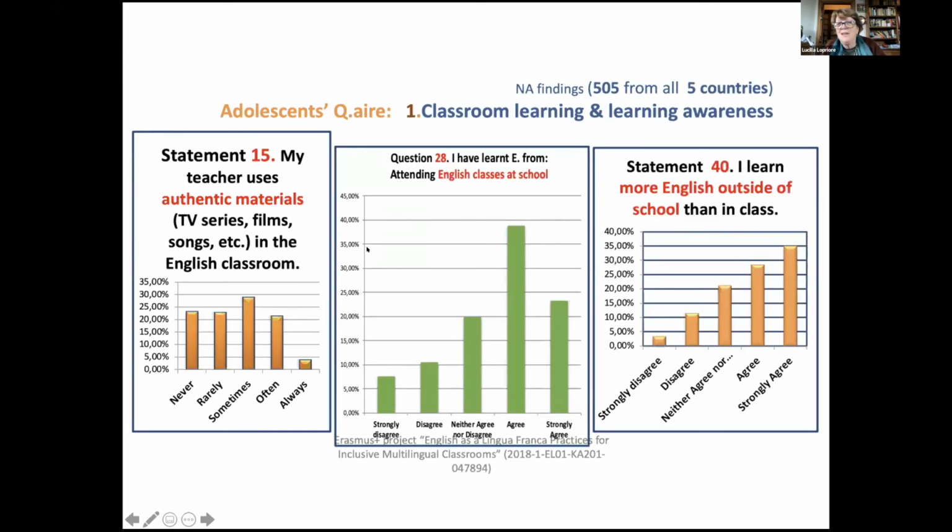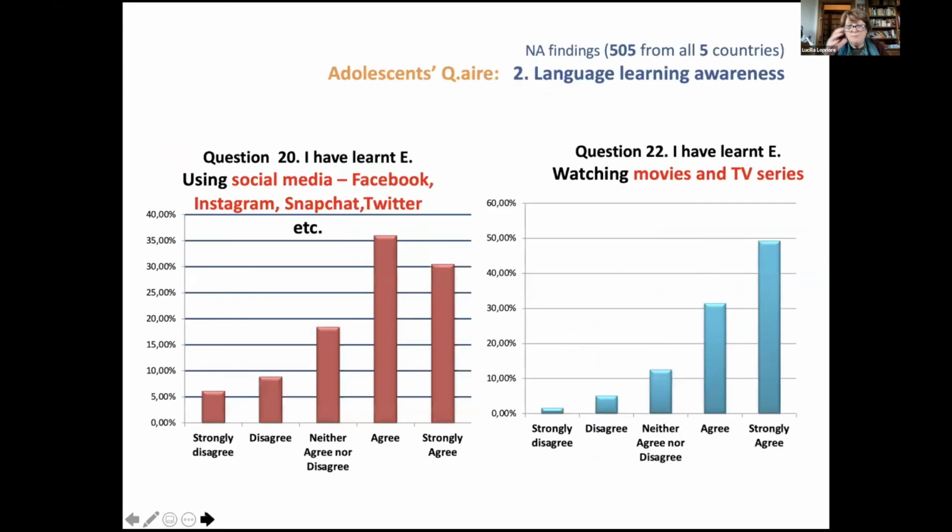Okay. And what about where they learned English from? Well, they learned it from English classes at school. The majority agrees. But look at statement 40: I learn more English outside of school than in class. The majority agrees. This is interesting. So students are already learning. They agree that they learn outside.